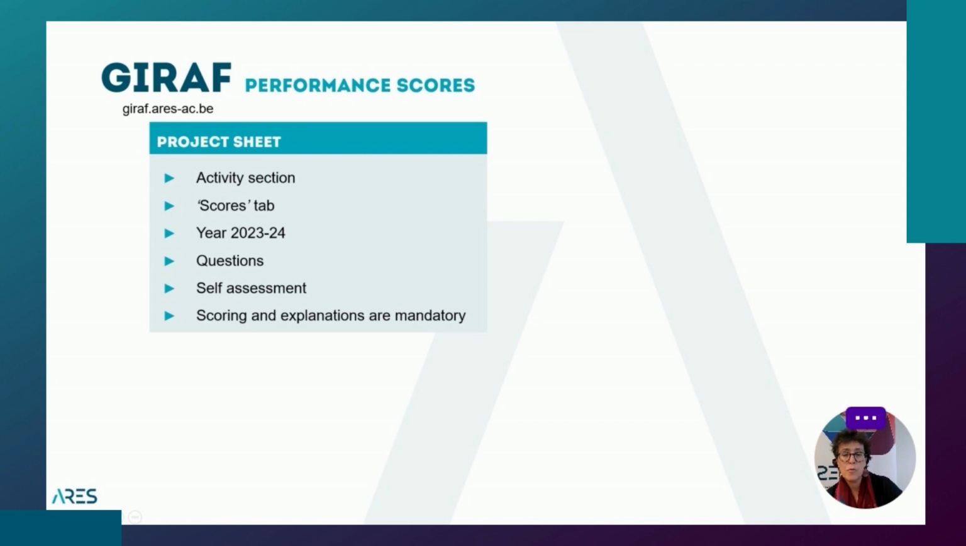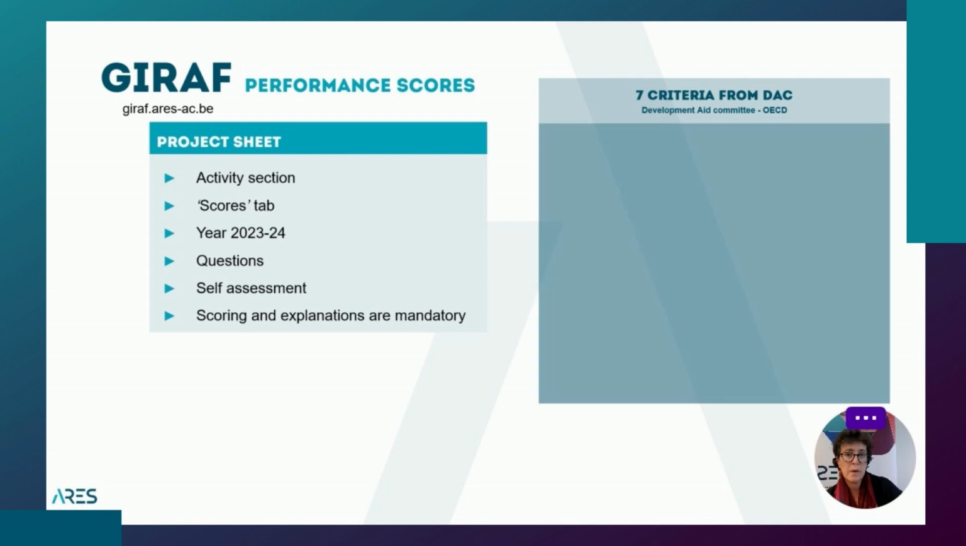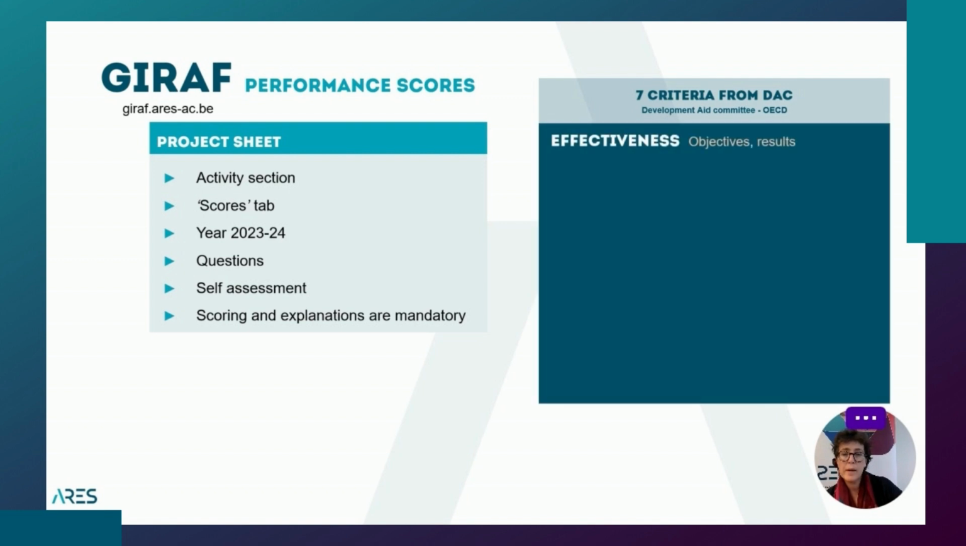And you will have to do some scoring, so you will put A, B, C or D, and explain why you choose the latter. We will see it with the next slide, but let me explain the 7 criteria. They come from the Development Aid Committee, the OECD, and they are related to effectiveness. It is how you reach your goals and objectives in the project, reach or did not reach.